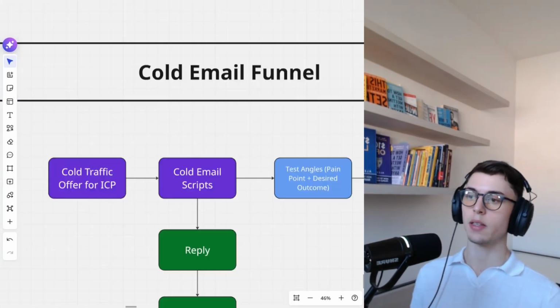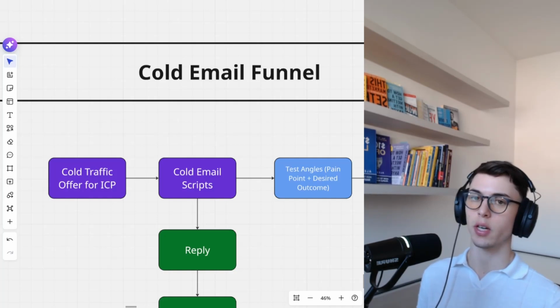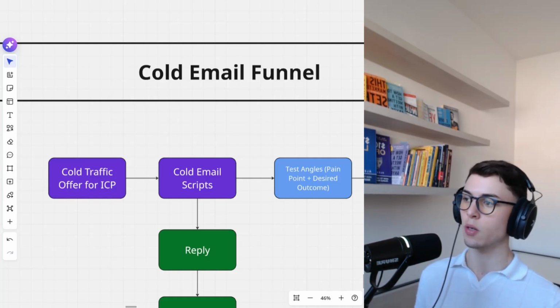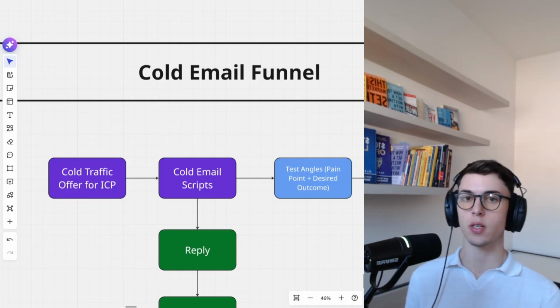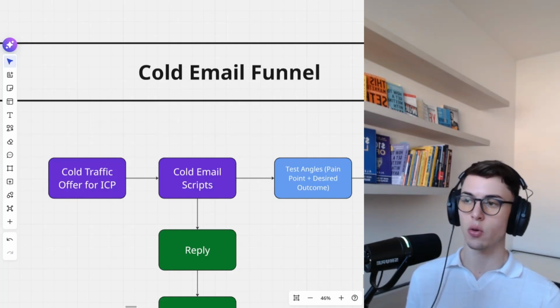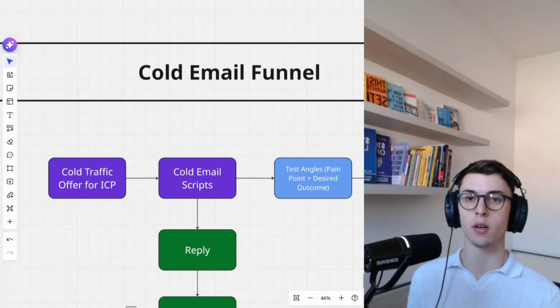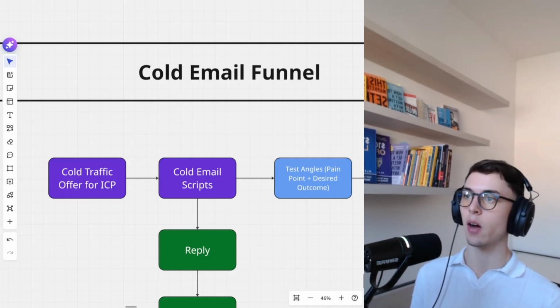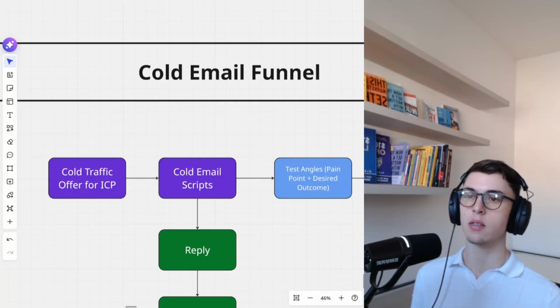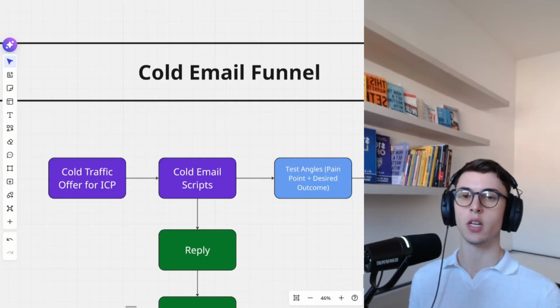Okay, a huge element that I see most people actually get wrong when it comes to cold email script testing is variables, right? There are multiple different variables that you can test. There's the offer, the angle, the script, the CTA, the opener, really anything you could think of inside of your email script, right? Now, what I see most people get wrong is they test multiple of these variables at the same time.